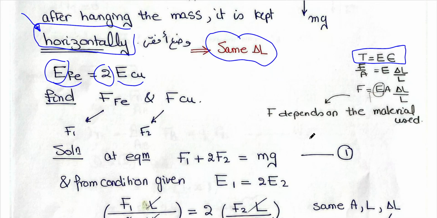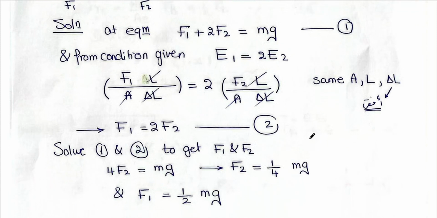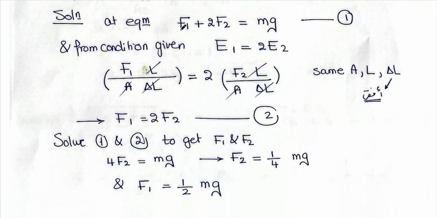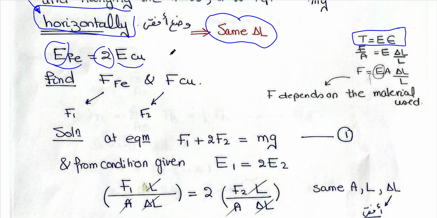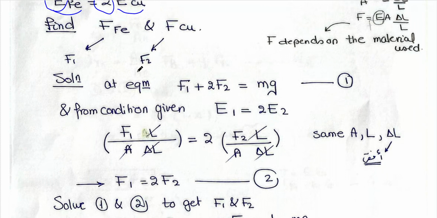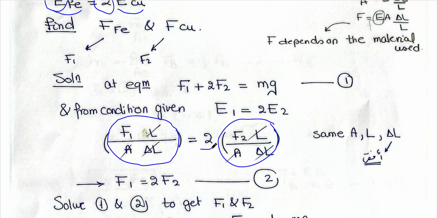We can write easily the equation of forces at equilibrium. At equilibrium, F1 plus 2 F2 equals mg. And from the condition given, remember, it's given that Young's modulus of 1 equals double Young's modulus of 2. I replaced Young's modulus and wrote it in terms of other quantities, and the same for Young's modulus number 2. But the relation between them is double.